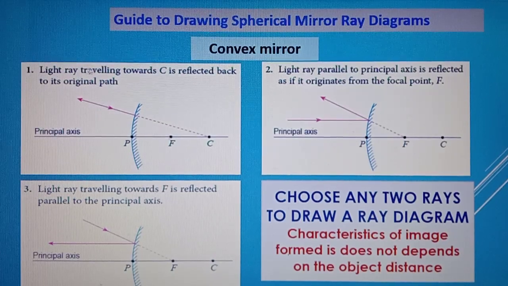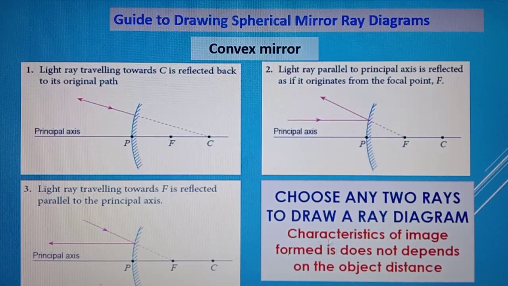Number 1, a light ray traveling directed towards C reflects back along its original path. So this is a virtual line. So it bounces back. Number 2, a ray parallel to the principal axis diverges from F. So this is also a virtual line, so we draw a broken line. And part 3, a ray directed towards F. This is a virtual line, and it will be reflected parallel. So just choose 2 to draw the ray diagram.